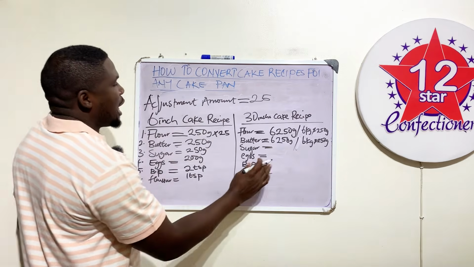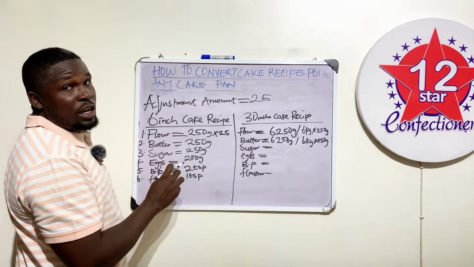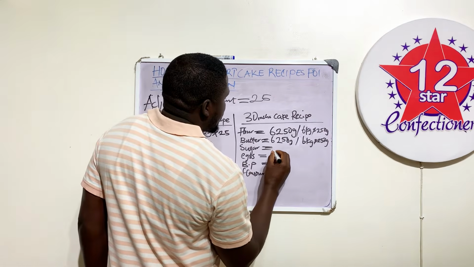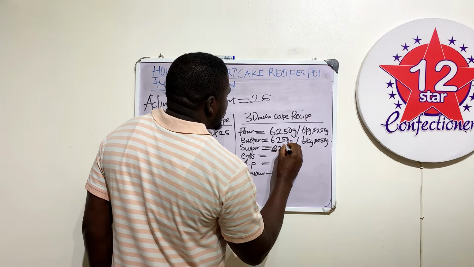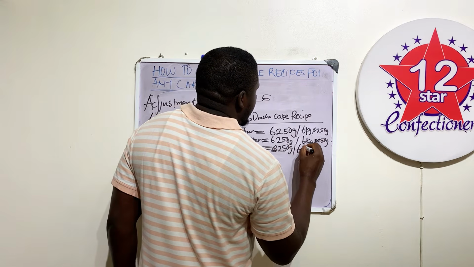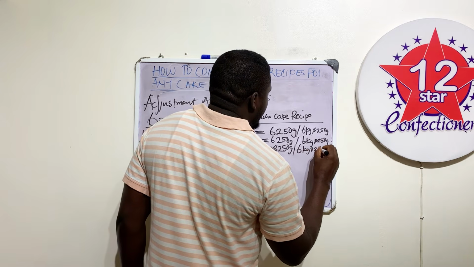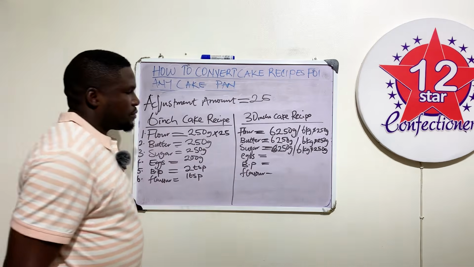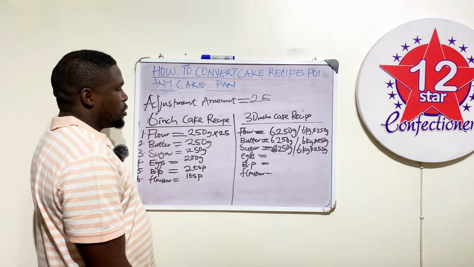So it is still applicable to our sugar, because sugar also is 250 grams. So I now have 6,250 grams slash 6 kg and 250 grams. I hope they are copying it because we won't come back to this again. They should, or they should rewatch the video.